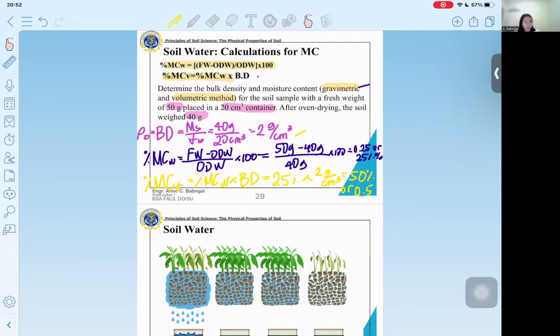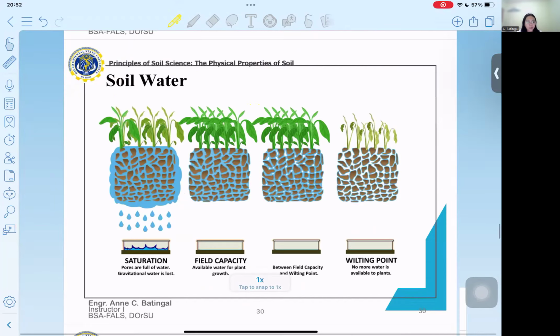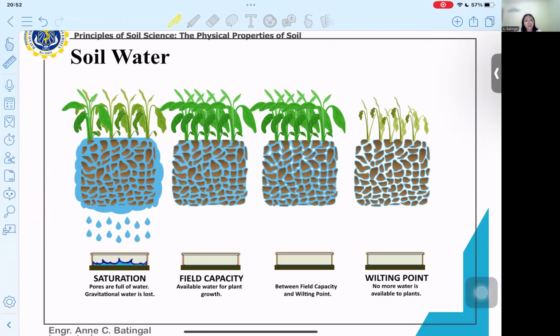Next, we have the different soil moisture characteristics. In terms of soil moisture characteristics in the field, we have four scenarios: saturation, field capacity, the available water between field capacity and the wilting point, and the wilting point. Here we start with saturation.